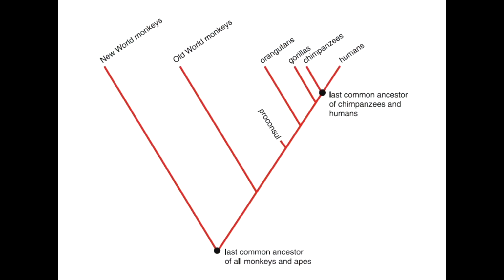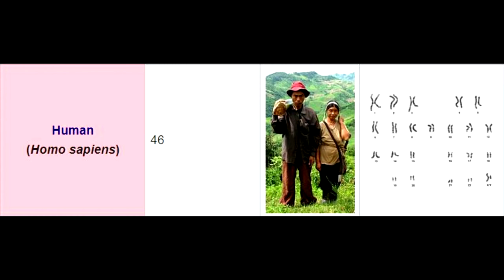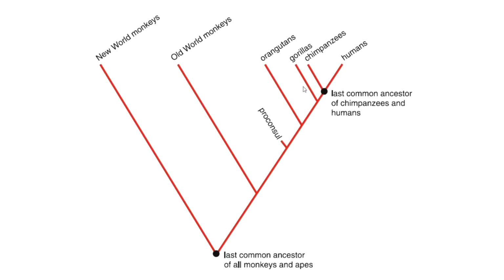But with monkeys having 42 to 48 chromosomes, and humans having 46 chromosomes, you might think that the other great apes, the chimps, bonobos, gorillas and orangutans, would be very likely to have 46 too.